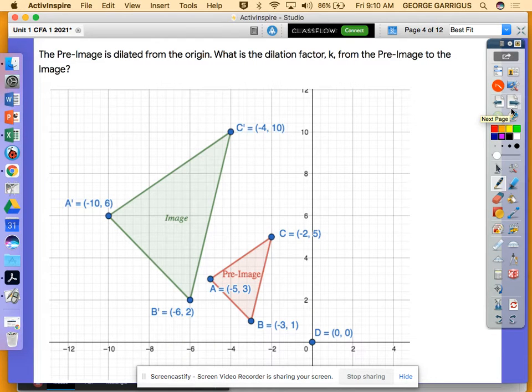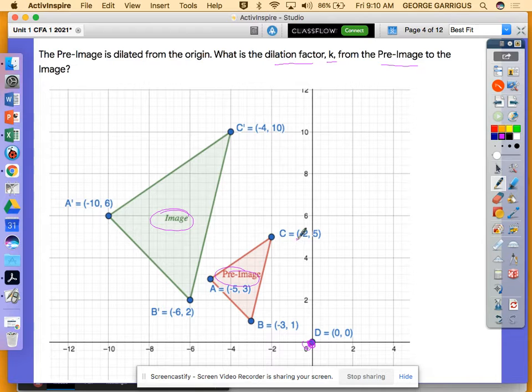Problem 3. The pre-image is dilated from the origin. Okay, we have a pre-image. You need to find that. The pre-image is here, and here's the origin. We have a dilation K that we're looking for. What's the dilation K from the pre-image to the image? Well, here's our image right here. Pre-image to image, dilated from the origin.